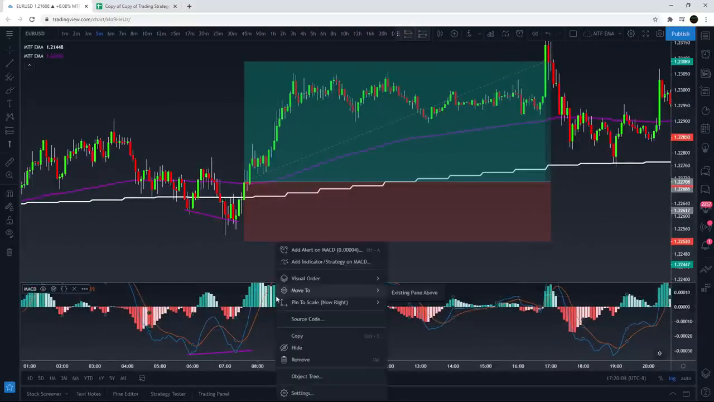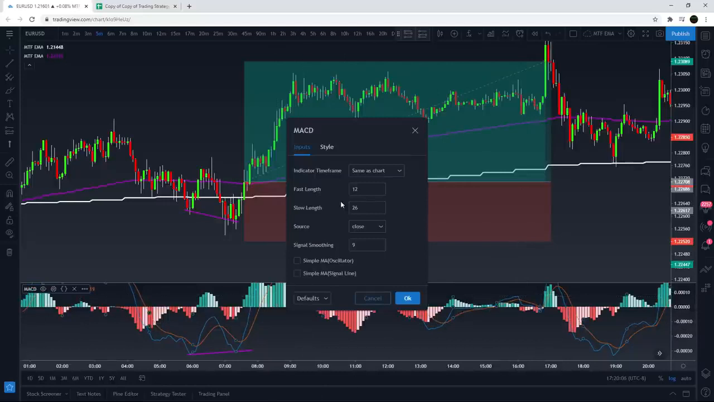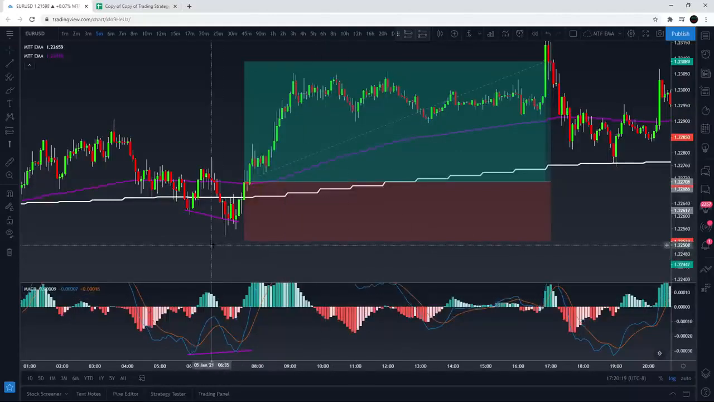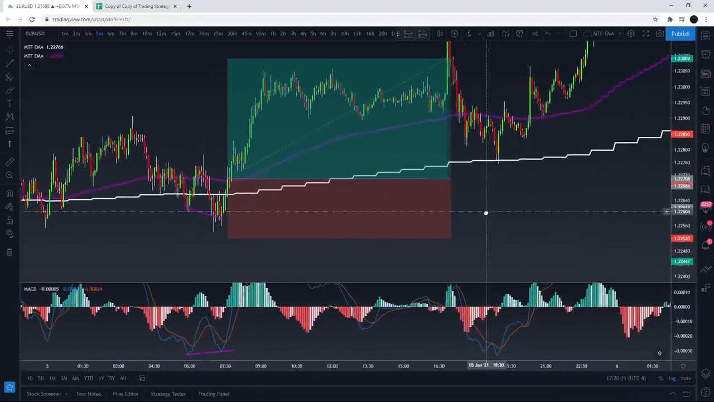I'm going to go over the MACD settings here real quick since I didn't do that. This is just default for TradingView, so fast is 12, slow is 26, source is close, and signal smoothing is 9. All right, so anyway, let's get into the 100 tests and see how this thing does.